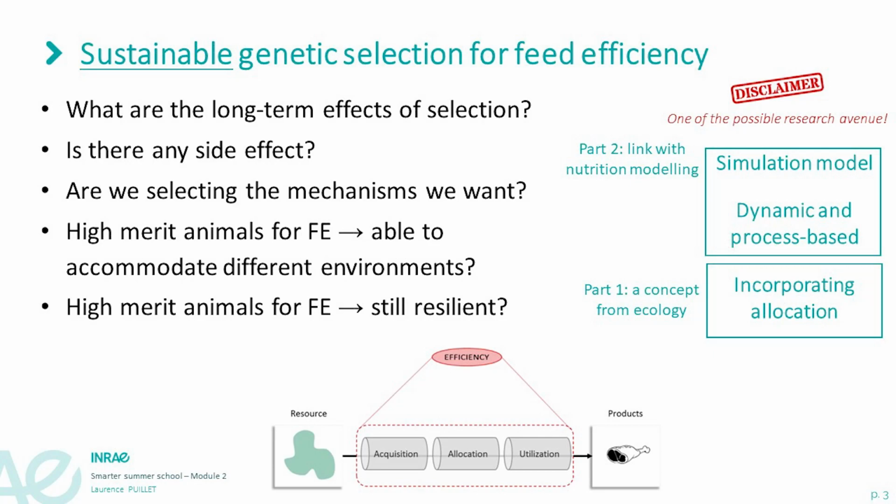To do this sustainable genetic selection, we need to be able to evaluate the long-term consequences of selecting for feed efficiency. If we are selecting animals right now on some traits that are supposed to be related to feed efficiency, what's going to be the result in the long term? Is there any side effect of what we are doing now by selecting our animals? And are we selecting the mechanisms we want? Because finally we are playing with phenotypes that are measurable, observable, but what is behind those phenotypes?